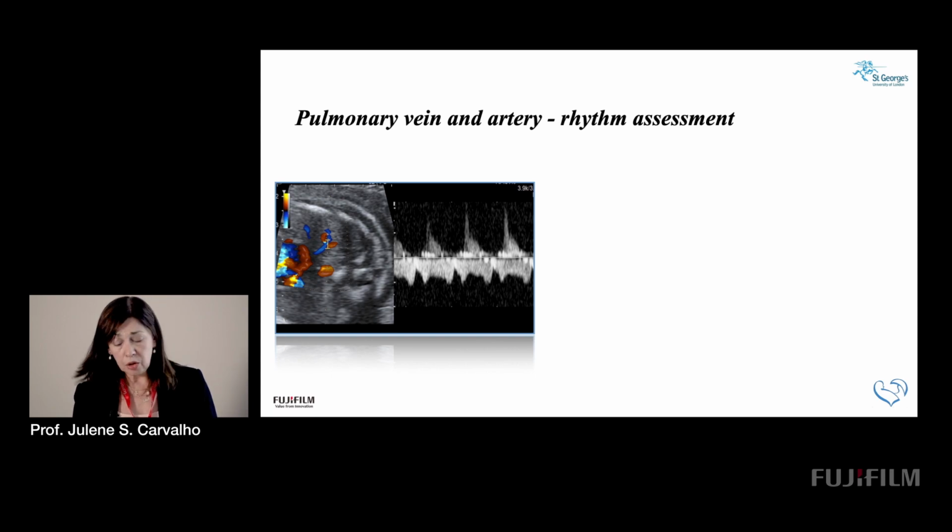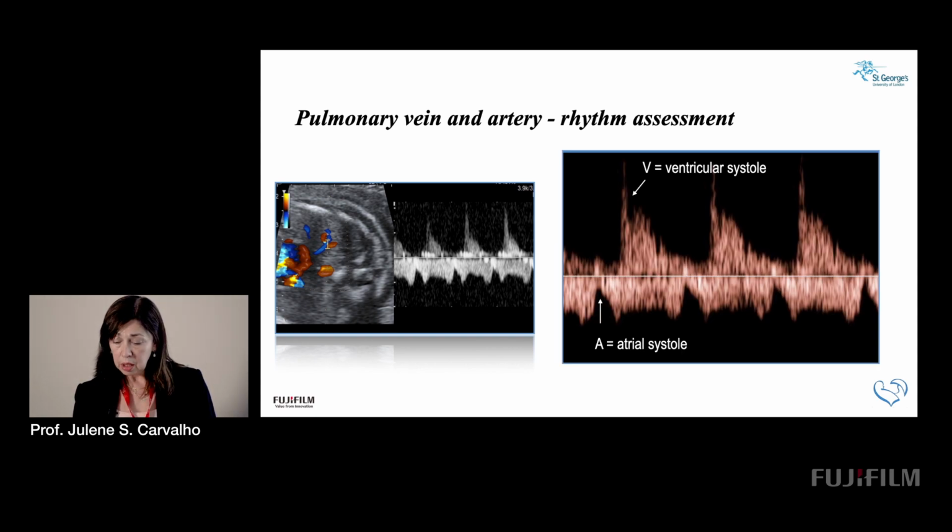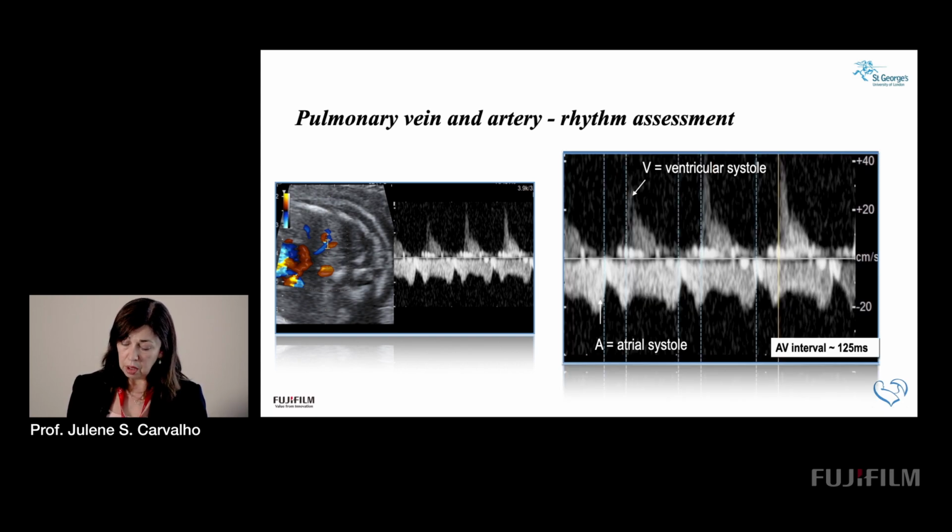Now, one thing that I use very much is pulse wave in the pulmonary vein and artery simultaneously, because this for me is a good way of looking at the rhythm very quickly. You can identify ectopics and things like that, which can be difficult if you're using M mode across the four-chamber view, particularly if the four-chamber view is not very clear. So this is usually, most of the time, almost 100%, a very useful way of looking at the rhythm, this being atrial systole and this being ventricular systole. So you can see synchrony. You can also measure AV interval if you're investigating patients that have anti-Ro, anti-La. There are other methods, but you can do it on this as well.